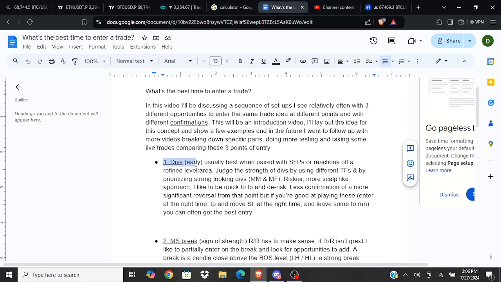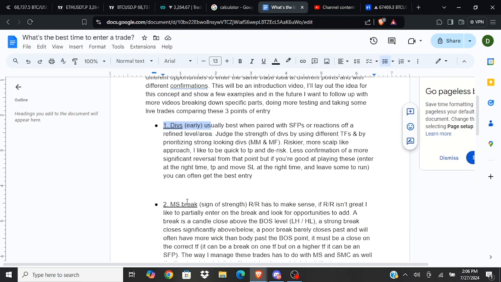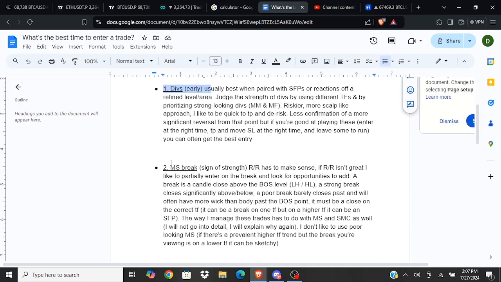Yeah, oftentimes you will see divergences prior to a reversal of market structure. But let's say you didn't take that divergence trade, you weren't confident in your ability to play that correctly, you wanted to wait for more of a sign of strength. So next would be a market structure break. And for me, if I'm going to enter on a break as soon as I see the break, if I'm just going to mark it in as soon as market structure changes, risk reward has to make sense.